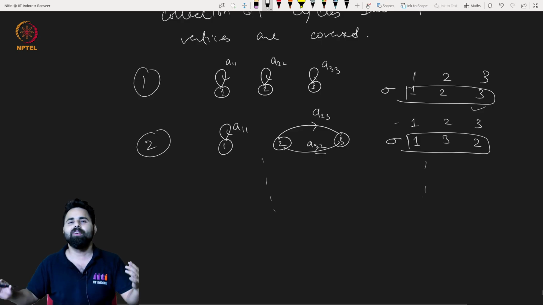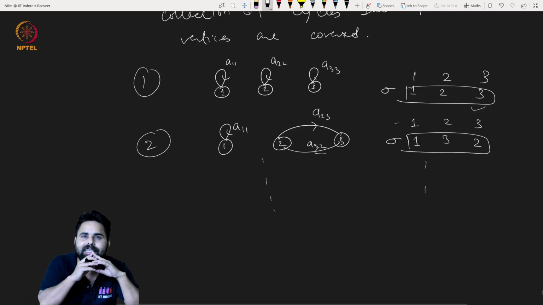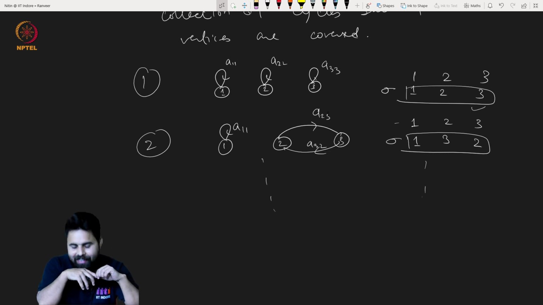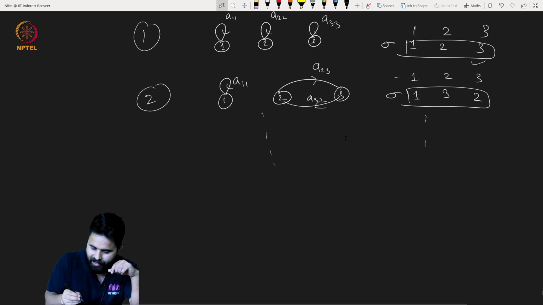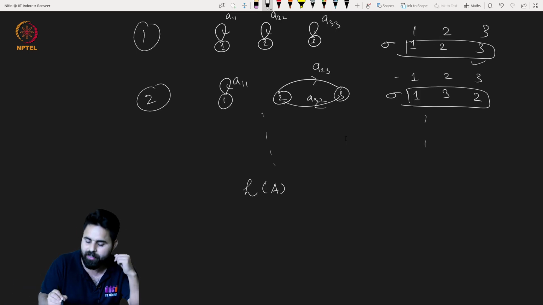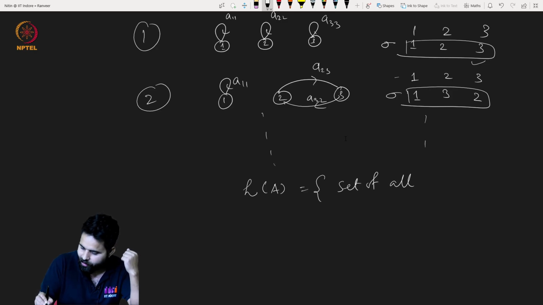Now let me write down the formula of the determinant using these structures, these cycle covers. Suppose by this notation I denote the set of all cycle covers of DA.